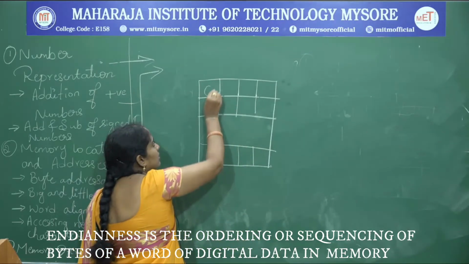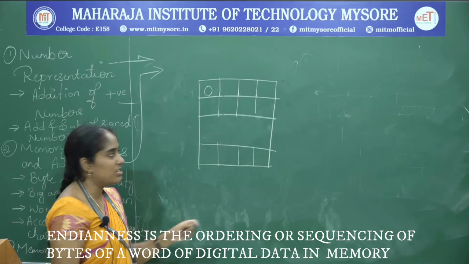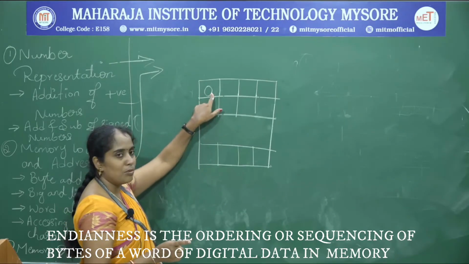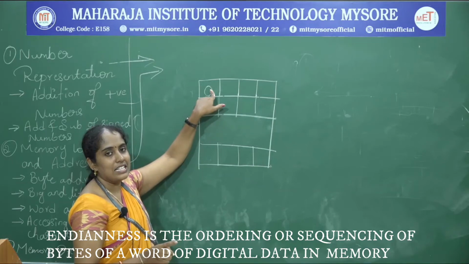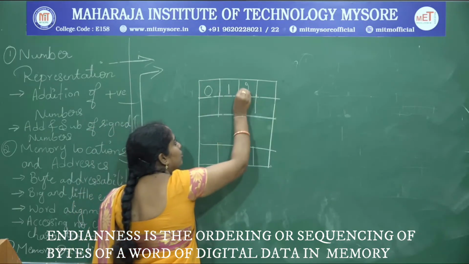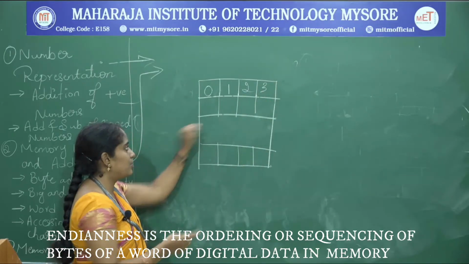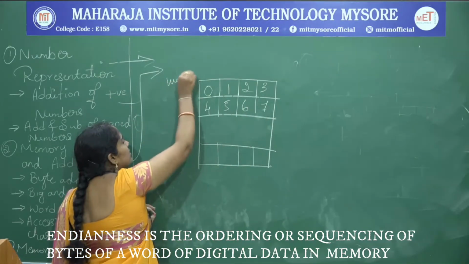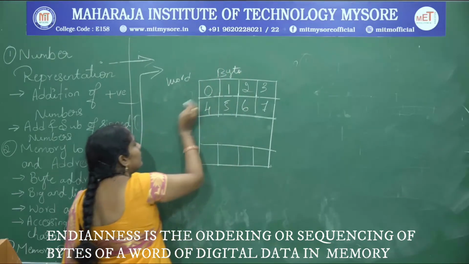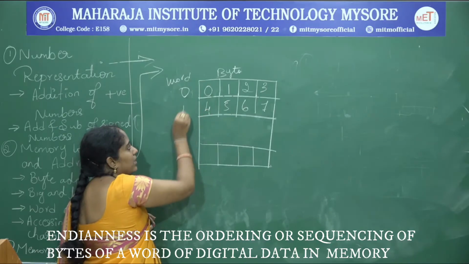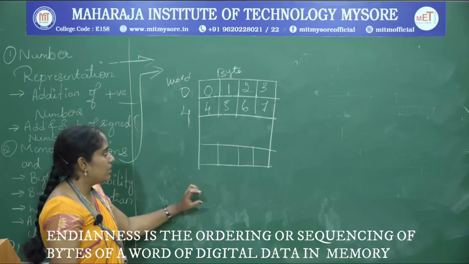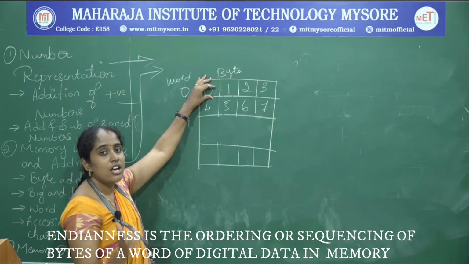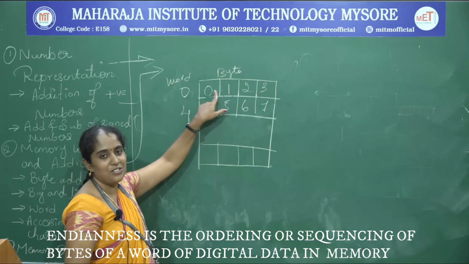Okay. So here in the big endian concept, the most significant byte contains the smallest address. Okay. This is the most significant byte, so it contains the smallest address. So next is 1, 2, 3. After this, next is 4, 5, 6 and 7, right? This is a word address, this is a byte address. Now the address of this word is 0 and the address of the next word starts with 4. So in the big endian concept, the most significant byte contains the smallest address, so the byte address is 000, right?